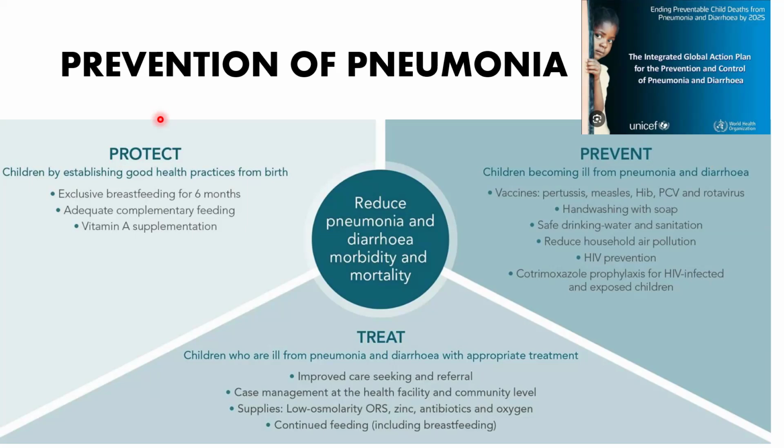So, the pillars are to protect, prevent, and also to treat. Just as a summary, to protect children by establishing good health practices from birth. There are specific things that you do when it comes to protecting: breastfeeding, exclusive breastfeeding, adequate complementary feeding, and supplementing.